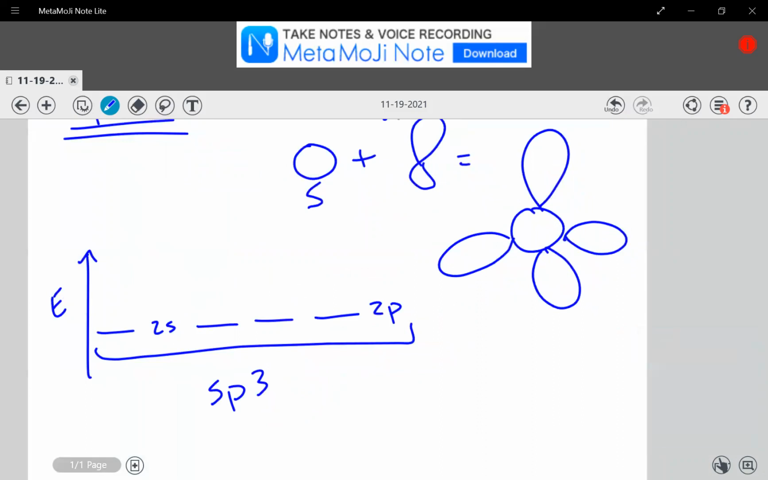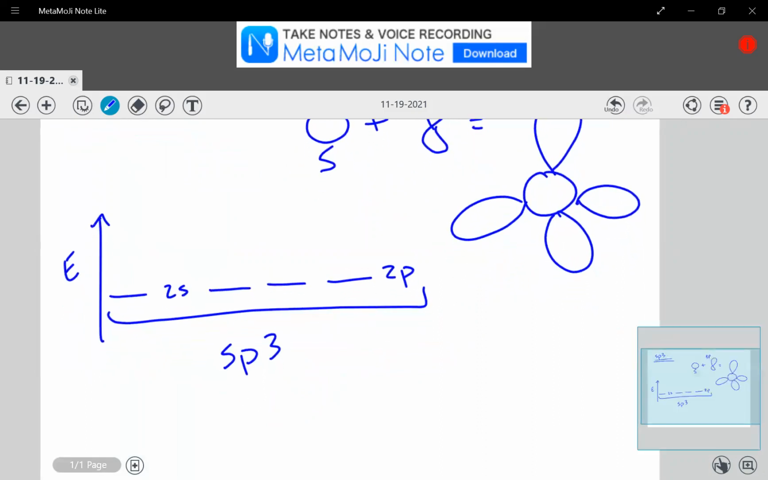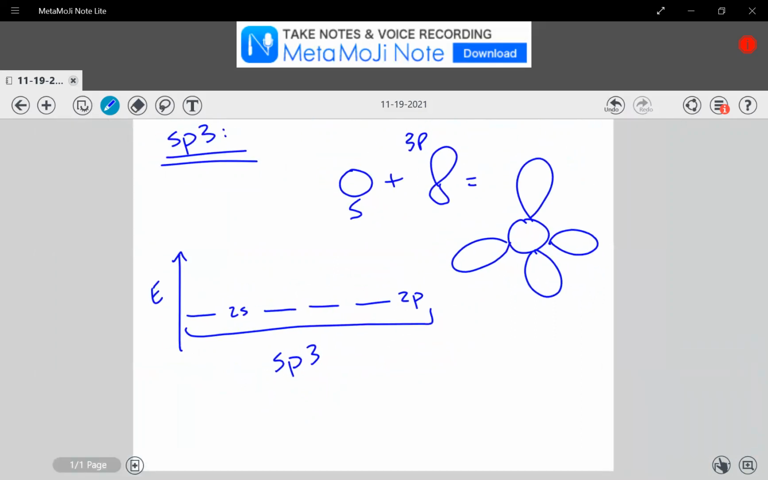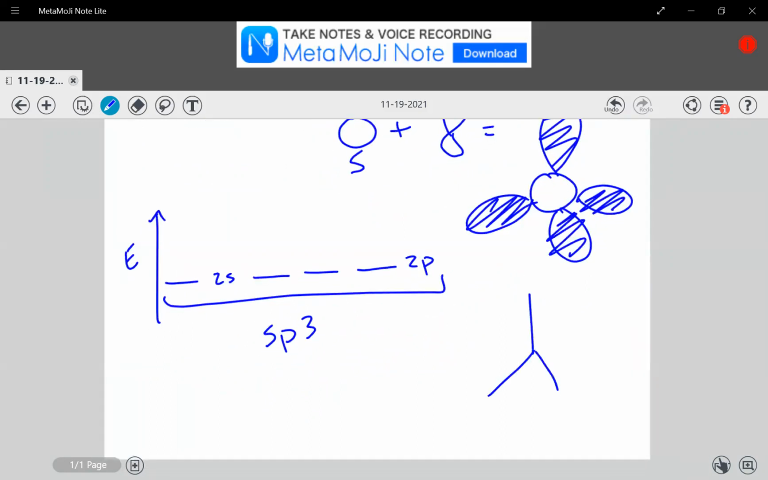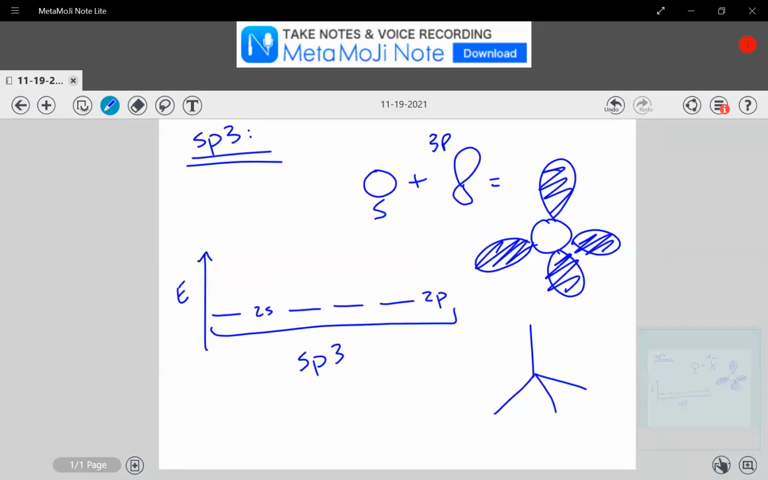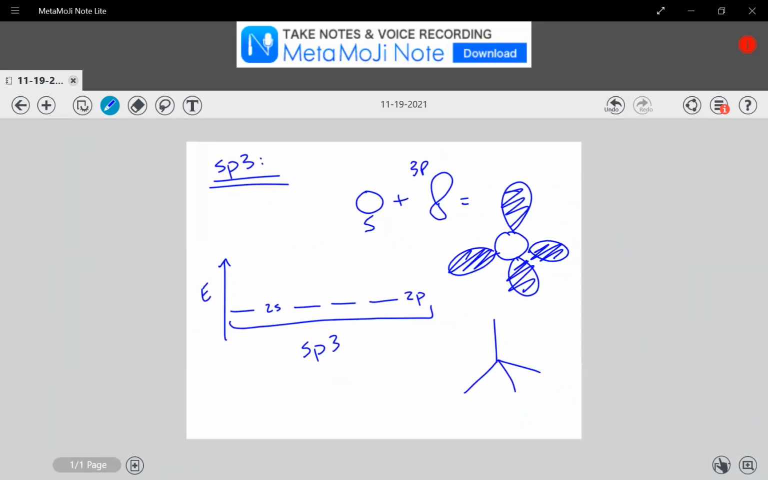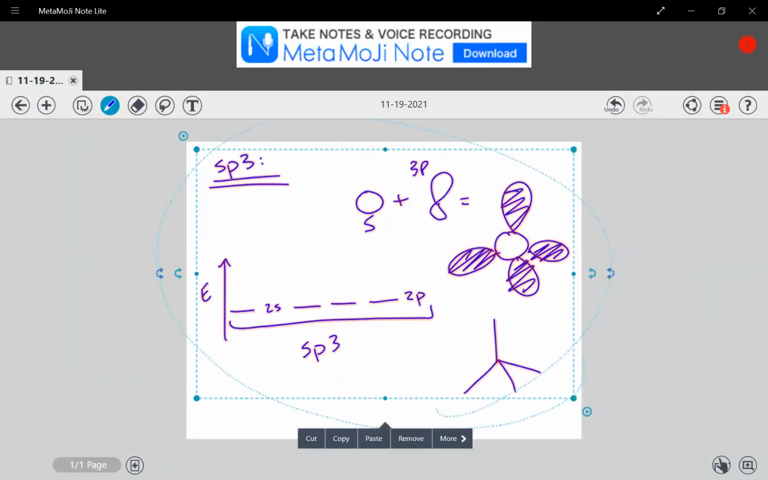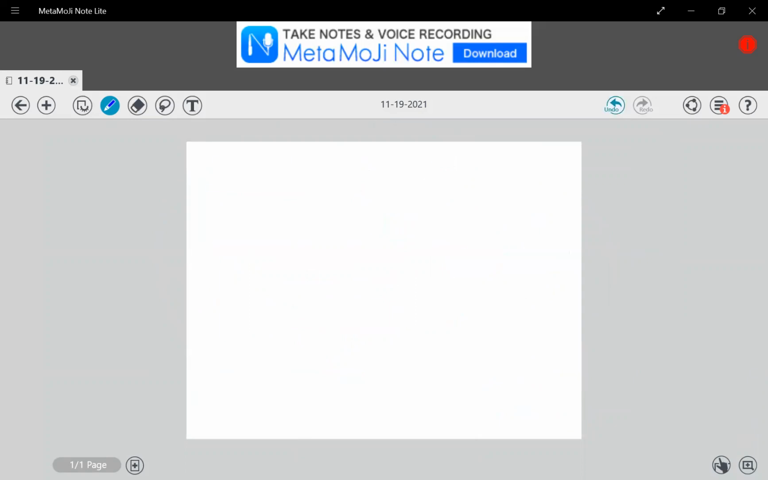And what this is going to give you is your tetrahedral shape. Sorry, I just remembered that you've got 4 energy levels, so you're going to have 4 of these little guys right here, 4 of these. All right. So what happens is that you end up with a tetrahedral shape. Very cool. All right. Let's move on to sp2.